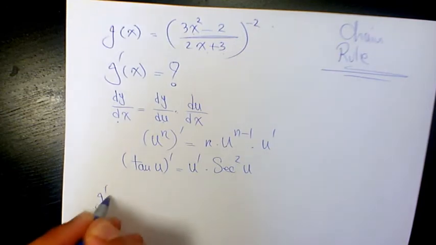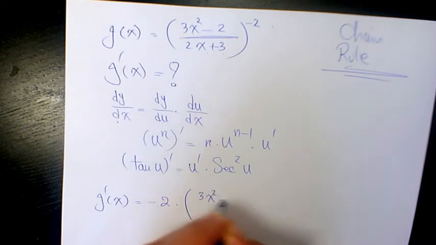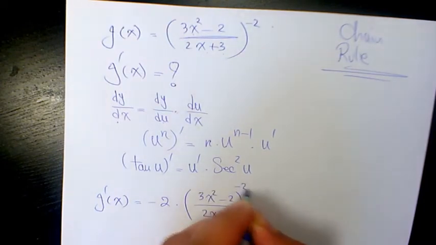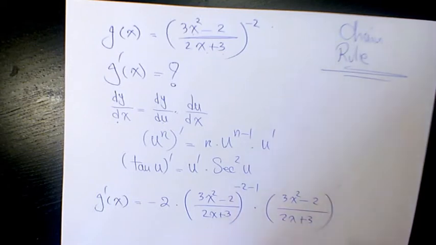So g prime x is going to be negative 2 times (3x squared minus 2 over 2x plus 3) to the power of negative 2 minus 1, times the derivative of (3x squared minus 2 over 2x plus 3).